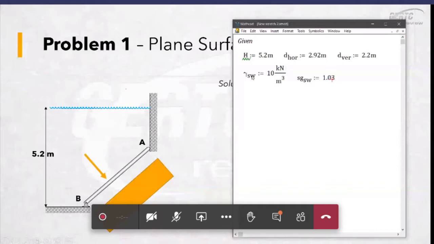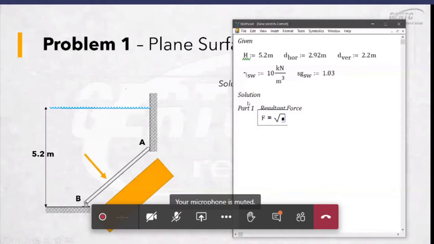So 1.03 na siya. I'm just running down the given. Okay, now we're at our solution. For part 1, we want to calculate the resultant force. When you say resultant force, you might think of F horizontal squared plus F vertical squared, right? That is not necessary, and we have a quickest way.